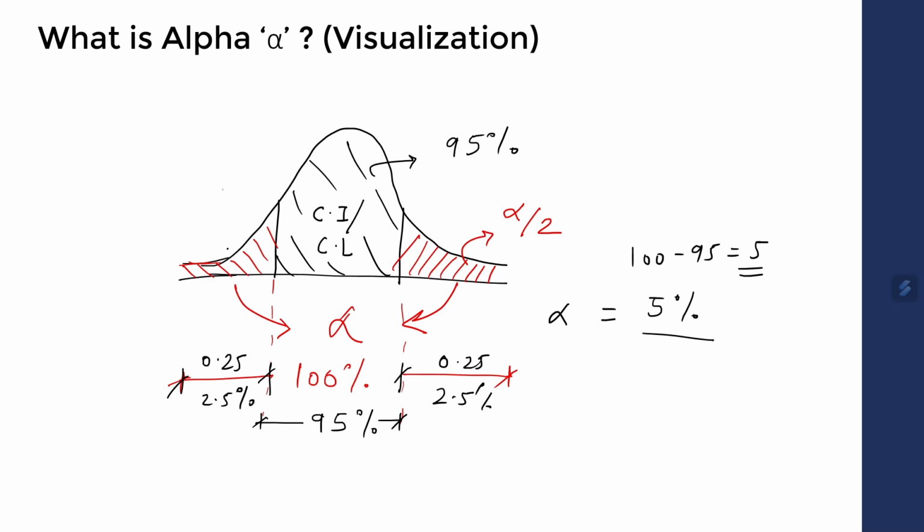That is why we are doing alpha by 2, because we know the total alpha is 5, but this left side of it is 5 by 2, that is 2.5%, and here also the same 5 by 2, 2.5%. So this is the calculation of alpha, and this is the representation of alpha which I just did for your better understanding. I hope this is all clear to you.